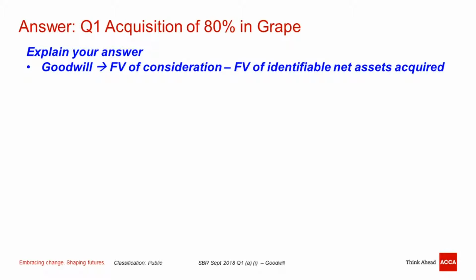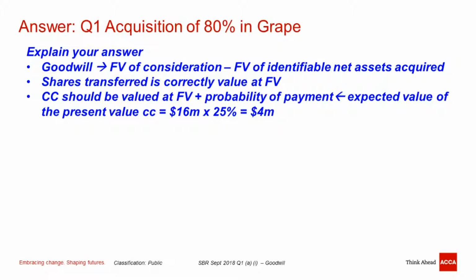First of all, you may need to show that goodwill is calculated by the fair value of consideration minus the fair value of identifiable net assets acquired. Now, in this case, the fair value of consideration is 68 million, which is correctly stated in the question. How about the CC? You can comment that apart from the share transfer, the consideration transferred also includes the CC, which should be stated at fair value. And the fair value is calculated by the present value, taking into account the probability of payment, 25%. So the fair value of the CC should be 4 million.